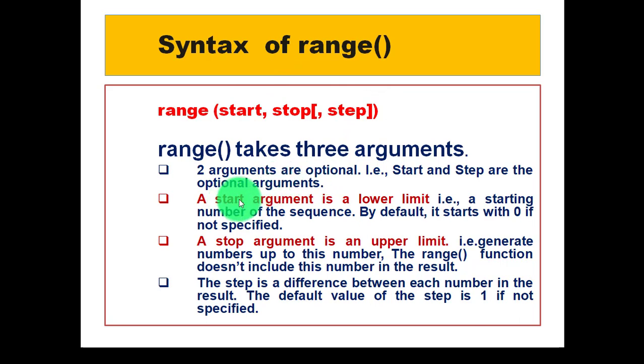And start means what? This is a kind of lower limit, from exactly which number the function should start, or I can say the initial point. So it is the starting number of the sequence. By default, it starts with 0 if we do not specify it. Clear? And the stop argument is the upper limit, that is, generate numbers up to this number.